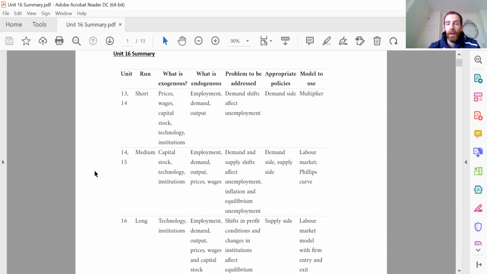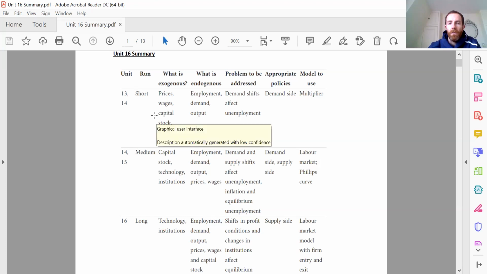what determines whether we're in the short run, the medium run, or the long run is what variables we are now allowing to change. And what I mean by that is what variables we are actually incorporating into the model. So in Unit 13 and Unit 14, when we were looking at the demand side of the multiplier model, we were only allowing employment, aggregate demand, and the level of output and income to change, whereas all the other things, prices, wages, the capital stock, the technology, the institutions, none of these things were actually part of the multiplier model, right? None of them came into our diagram or into any equations that we used. And so we say they're exogenous, right?